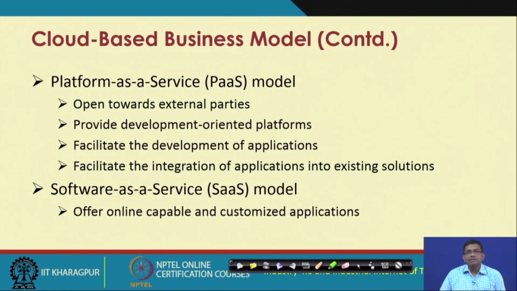So, these are the platform as a service model, and then the last one is the software as a service model, where we are offering online capabilities and customized applications to different customers. So, we have infrastructure as a service, platform as a service, or software as a service. Primarily these are the three types of cloud based service models, but it started with these three, and then different other types of as a service cloud based service models are also available.